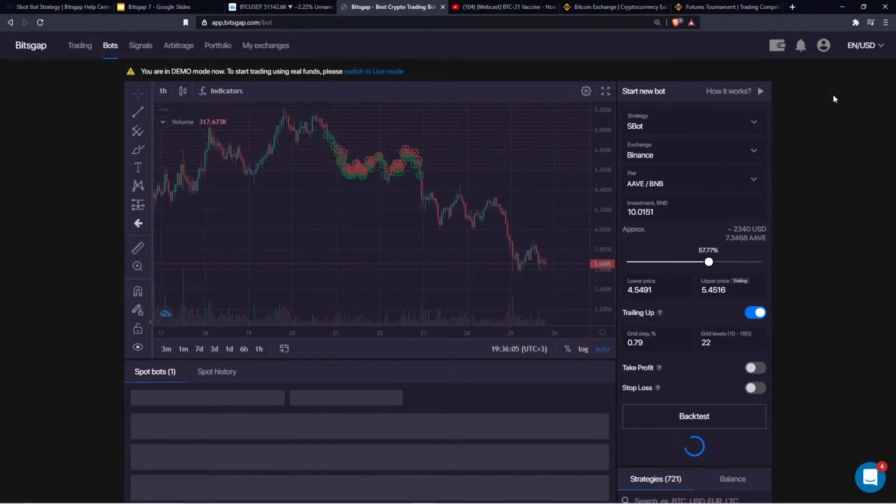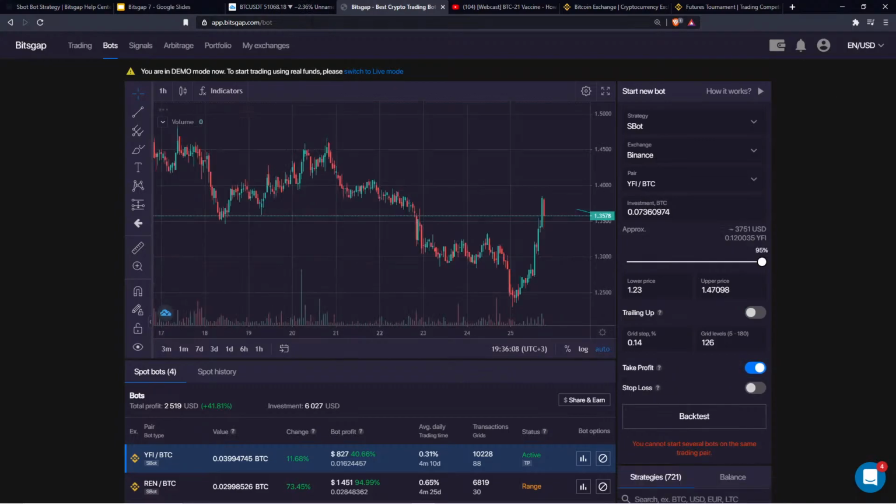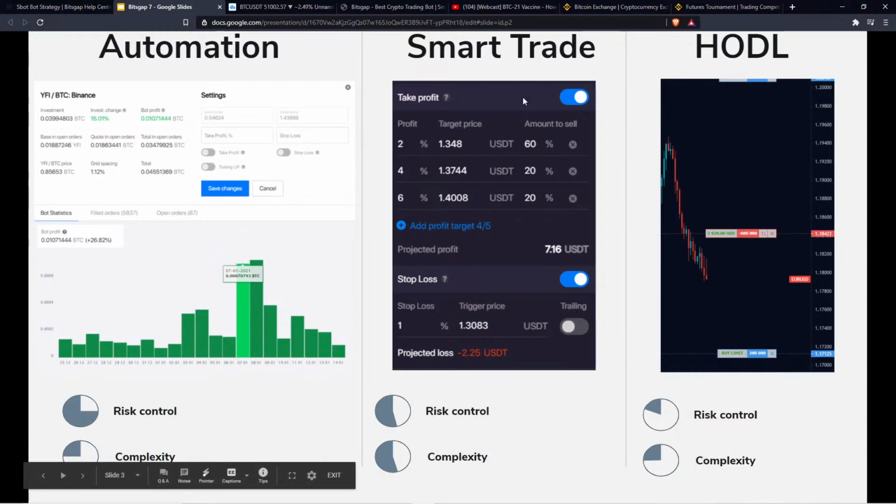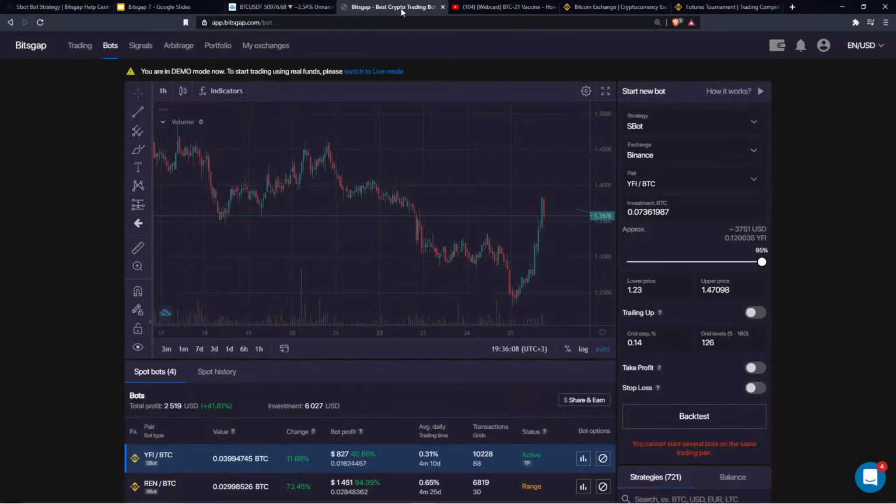Make sure that you have the stop loss both in the smart trade mode, which is this one, and in automation. Stop loss is a must. You see, you have this option to set the stop loss, the take profit, and the trading up. So there are actually more tools, and due to the nature of automation, it really minimizes the loss on the downfall. So that's why in automation the risk control is higher than in the smart trade. So let's go back.